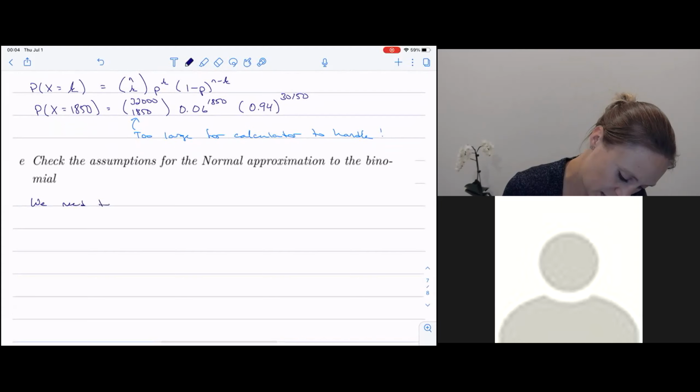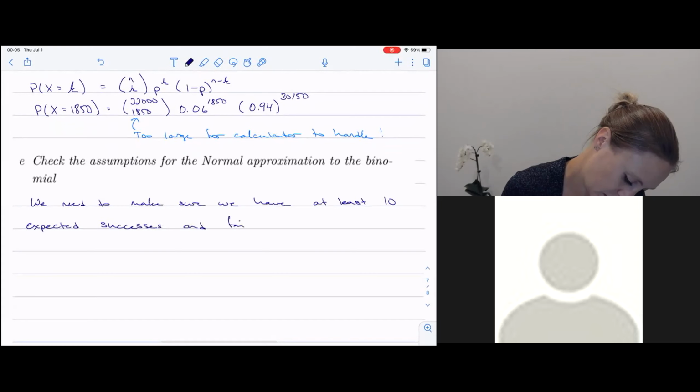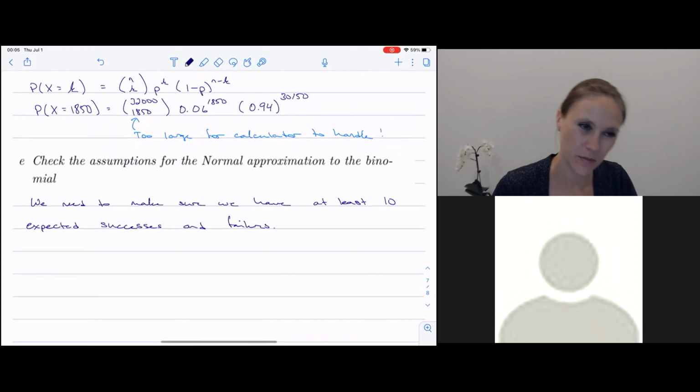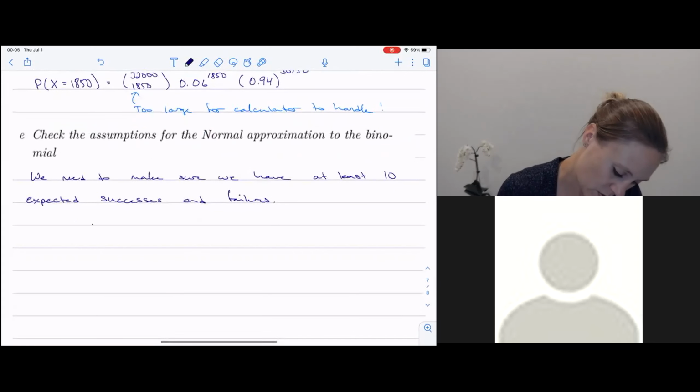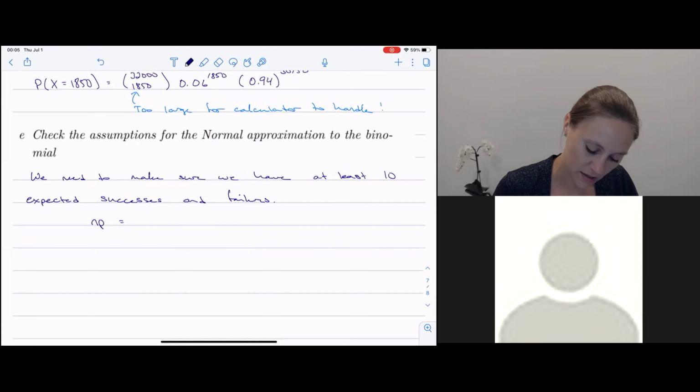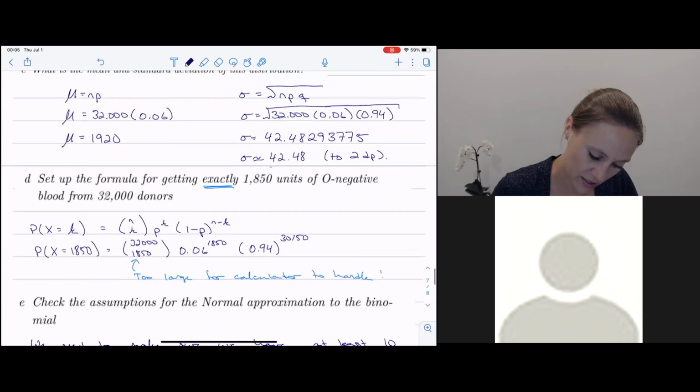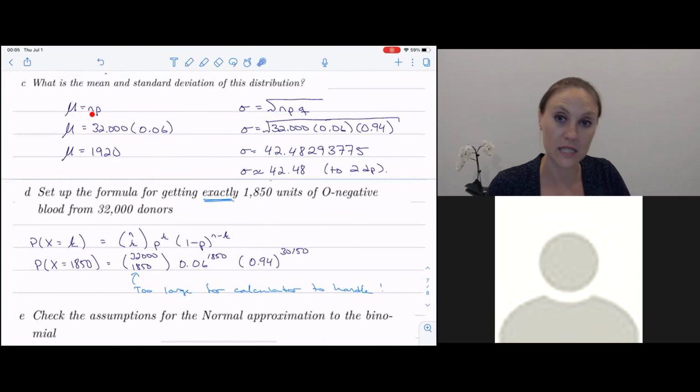So in terms of our assumptions, what we have to check then for the normal approximation is we need to make sure we have at least 10 expected successes and failures each, right? But I'm assuming that that's clear. So N times P, we already found it, was 1920.